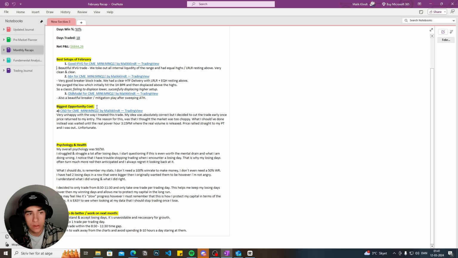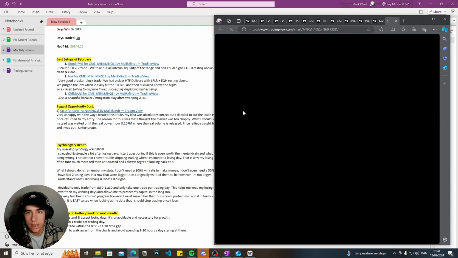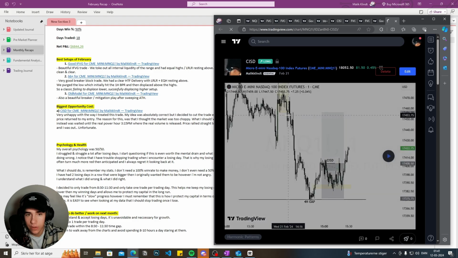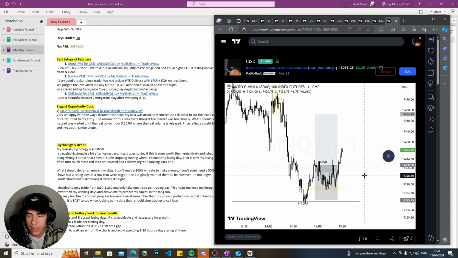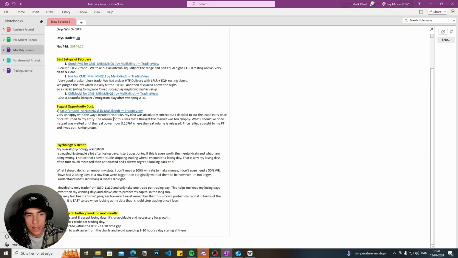Then we have the biggest opportunity cost. Now this basically means maybe there was something in the market that you knew was going to happen, but you failed to capitalize off of, or like I did in this case, I had a very good trade where I was fully aware of the drawn liquidity, but I decided to cut it off early. So as you can see, I wrote, very unhappy with the way I treated this trade. My idea was absolutely correct, but I decided to cut the trade early once price returned to my entry.